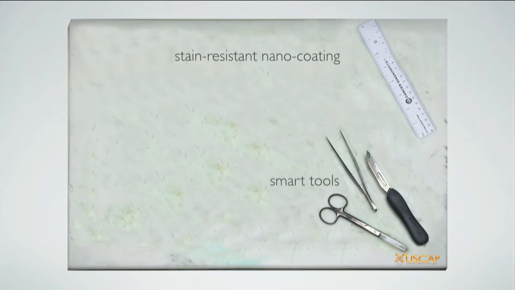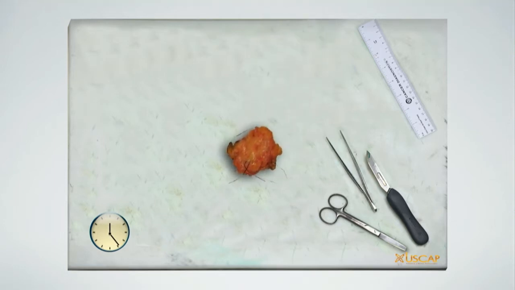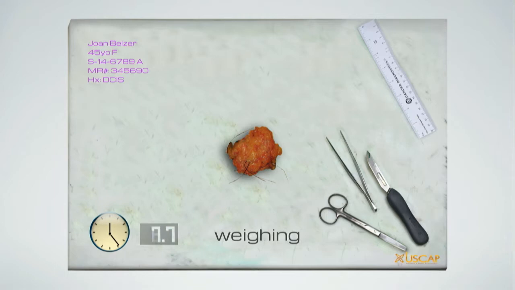So we've got our USCAP branded cutting board. We've got a stain-resistant nano coating that resists everything from ink to blood. We've got our smart tools. We've got our built-in timer, so we don't want to miss lunch. We've got our specimen, and it will automatically sense the specimen, realize this is what the patient's name is off of a barcode on the specimen label. It'll then weigh it automatically and tell you how heavy that breast specimen is.